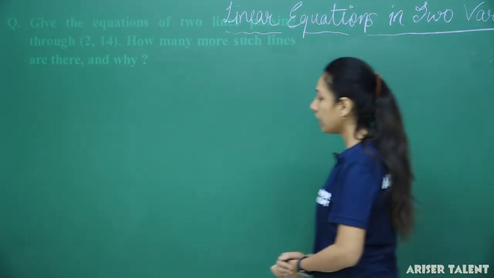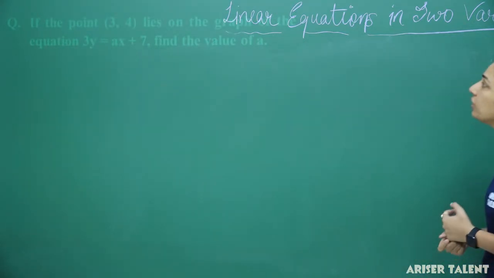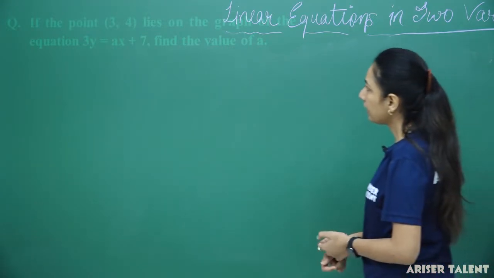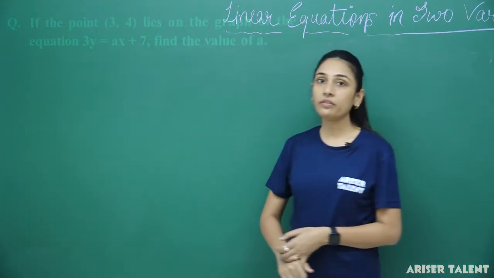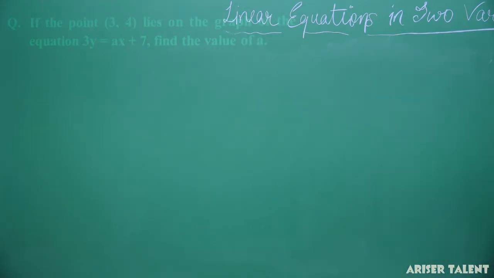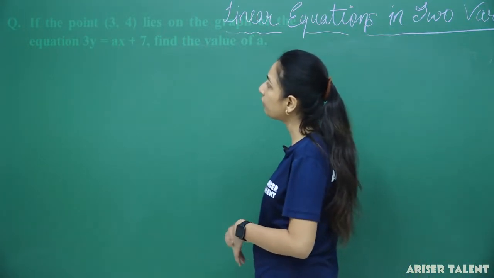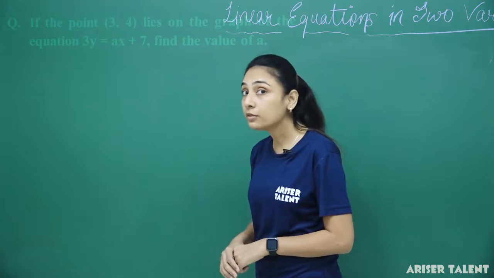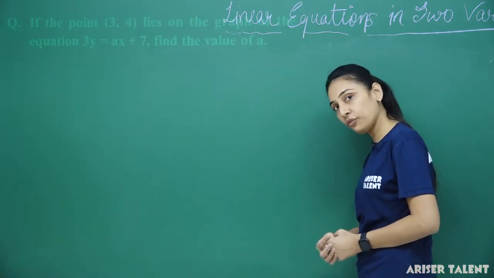Okay students, our next question. If the point (3, 4) lies on the graph of the equation 3y = ax + 7, find the value of a. What have you been given? You have been given the point (3, 4) that lies on the graph of the equation 3y = ax + 7. Now find the value of a.